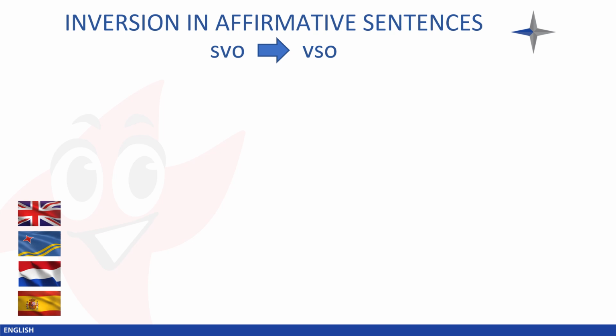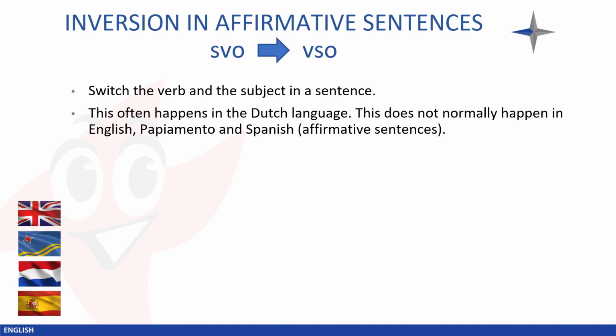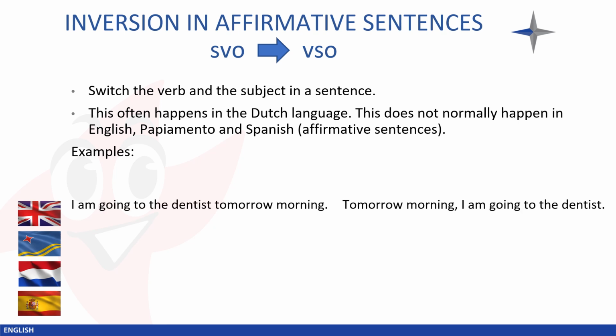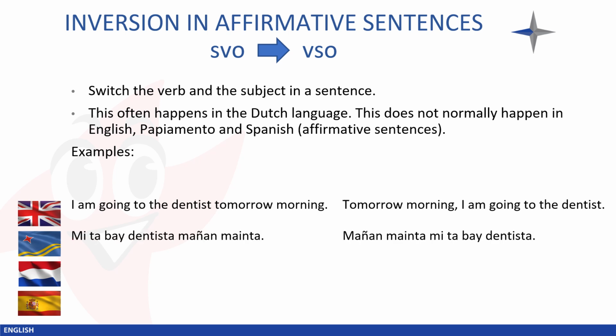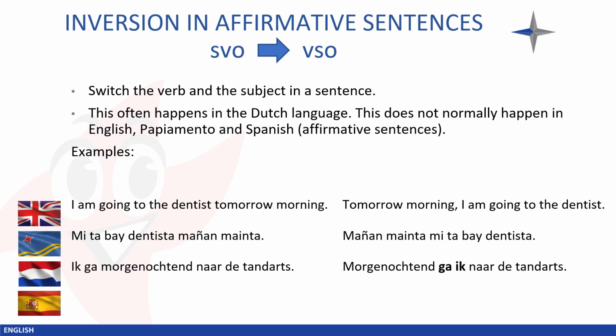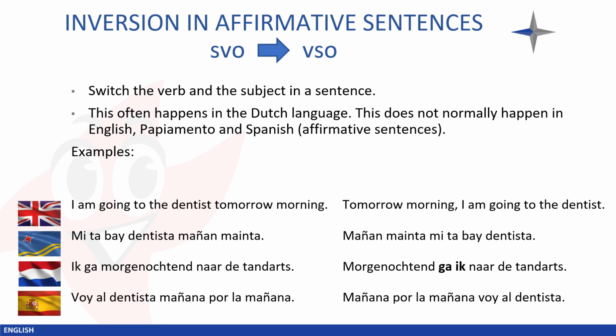Let's talk about inversion in affirmative sentences. We talked about it in a previous video. It means subject, verb, object turning into verb, subject, object. So switch to a verb and subject in the sentence. This often happens in Dutch, but not in the other languages. Let's look at the example. I'm going to the dentist tomorrow morning. Tomorrow morning I'm going to the dentist. Ik ga morgenochtend naar de tandarts. Morgenochtend ga ik naar de tandarts. Voy al dentista mañana por la mañana. Mañana por la mañana voy al dentista. And you see the inversion in affirmative sentences in Dutch. Ik ga becomes ga ik.